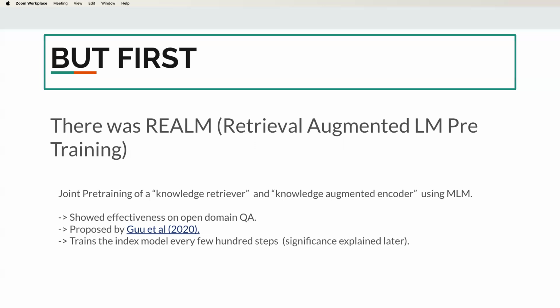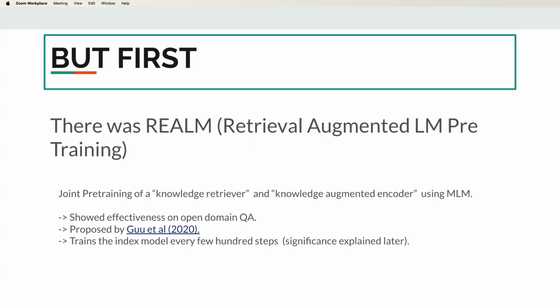Anyway, so this paper focused on joint pre-training of a retriever, which was a BERT model, and a knowledge encoder, which was also a BERT model, using masked language modeling. So these people explicitly showed that if you train such an architecture in a joint setting, you can use it on open domain question answering. And we'll get to why open domain QA.